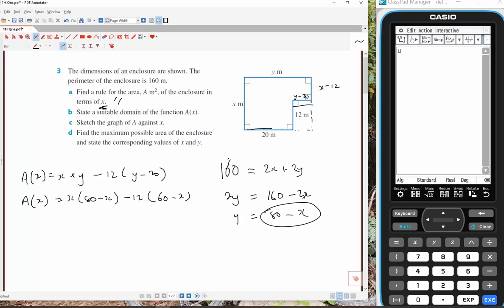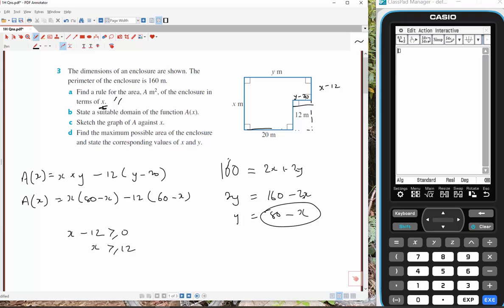Okay, state a suitable domain of the function A of x. All right, so what's going to happen here is this one here, so x take 12, that's going to be more than or equal to 0. This bit here is going to be more than or equal to 0. So that means x has got to be greater than or equal to 12, otherwise this goes negative.